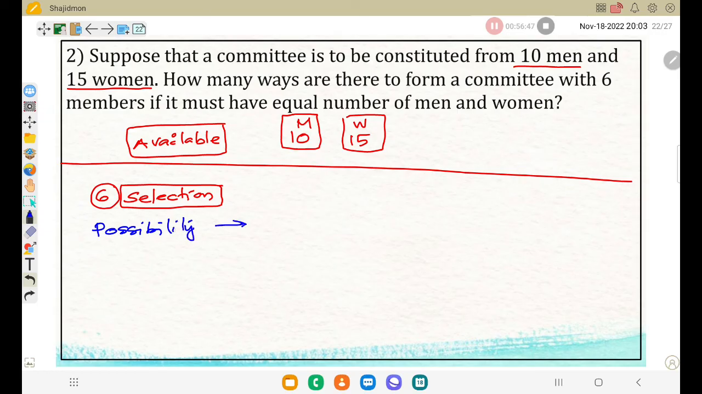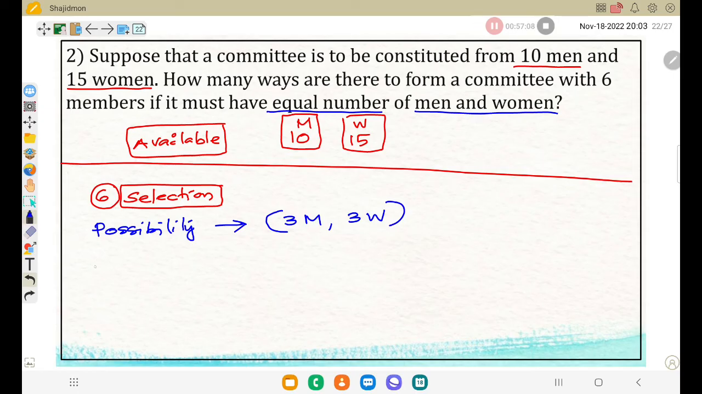Possibility means only one possibility, correct? Equal number means an equal number of men and women, so totally 6 members. We need to select 6, correct? So what is the meaning of equal number? 3 men and 3 women, correct? So 6 we will get, equal number also, correct?